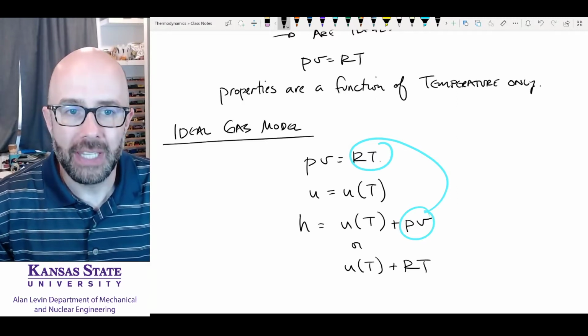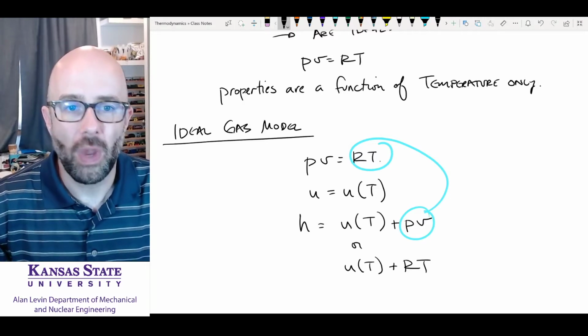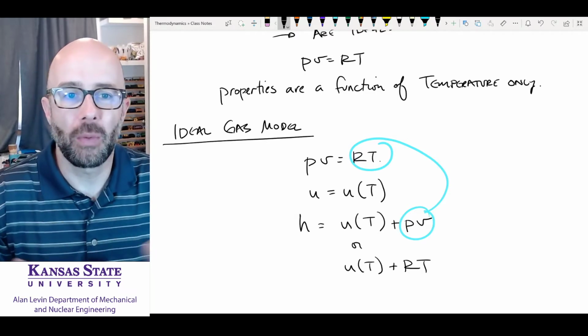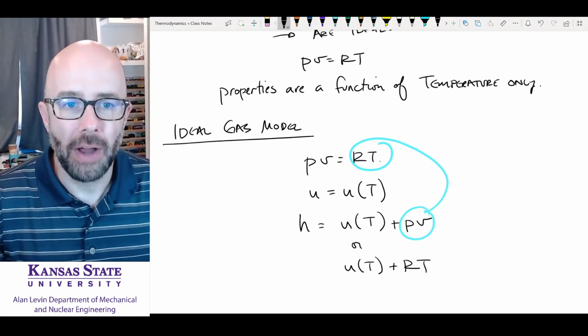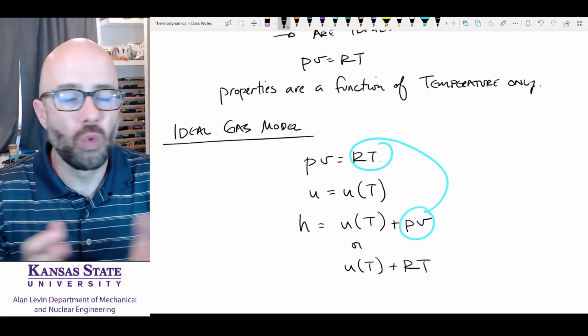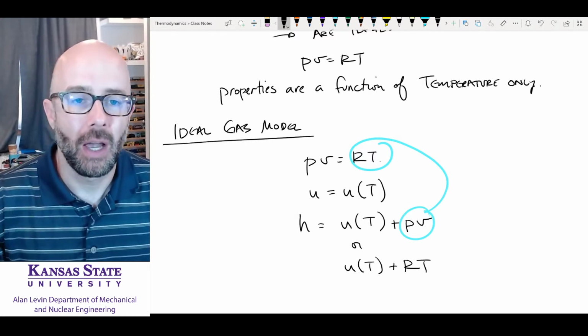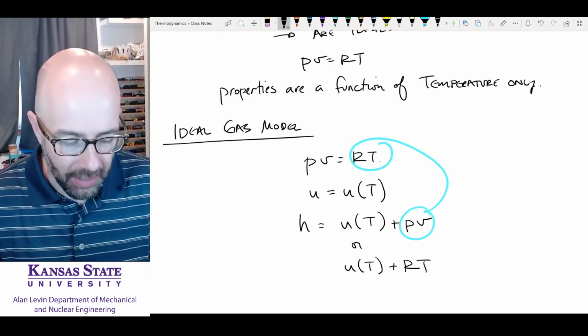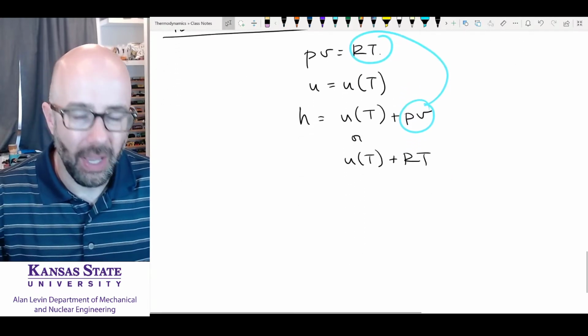Okay, there's some other things that we can do with the ideal gas model. We have a bunch of gases that we can look up the properties on in the tables and get really decent values. Following that model, we've done a whole bunch of calculations that work. Okay, but let's look at this.